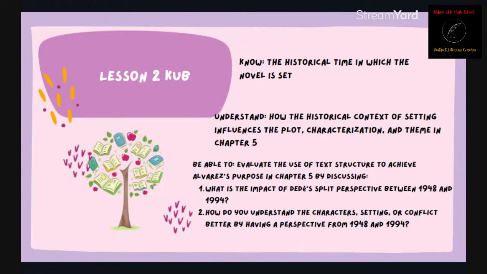Our cub comes from activity 4, and we have students will know the historical time in which the novel is set, understand how the historical context of setting influences the plot, characterization, and theme in chapter 5, and be able to evaluate the use of text structure to achieve Alvarez's purpose in chapter 5 by discussing what is the impact of Dee Dee's split perspective between 1948 and 1994, and how do you understand the character, setting, or conflict better by having a perspective from 1948 and 1994.